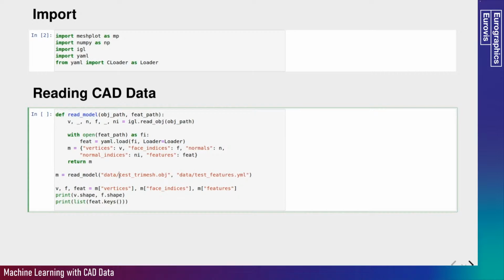Let's call this read model function on one of the models from ABC, and now we see we get, for example, 20,000 vertices in this model, roughly 40,000 faces, and our feature dictionary contains two keys. One is the curves and the other feature description is the surfaces. So there are basically two lists in there that describe features on curves and features on surfaces. We'll see about this in a minute again.